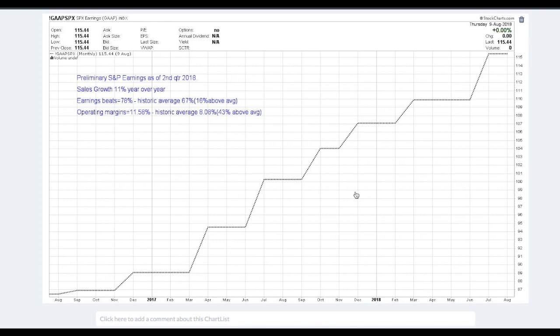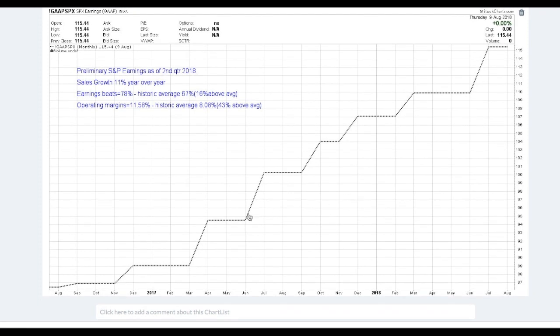Now, I wanted to point out some recent news that I think is incredibly important. This is S&P earnings, the earnings of the Standard & Poor's 500. You can see what's happening here. It's definitely in an uptrend. Now, in the second quarter of this year, which we are wrapping up, sales growth for the quarter year over year was 11%. Earnings beats, companies in the S&P 500 that beat estimates, was 78%, whereas the historic average is around 67%. So this quarter, earnings beats were 16% above average, which means pretty good earnings season.